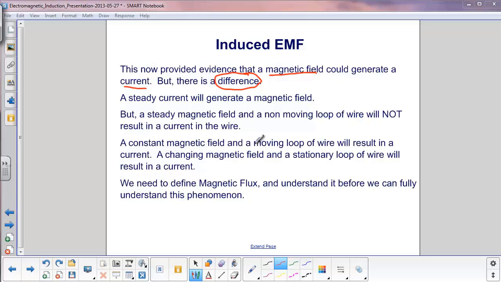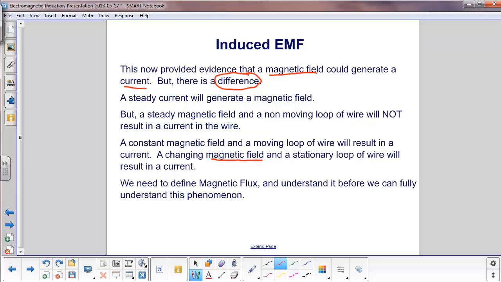A constant magnetic field, though, in a moving loop of wire will result in a current. That's Faraday's disk generator. We had a constant magnetic field, but we were spinning that disk inside the magnetic field. Also, a changing magnetic field and a stationary loop of wire will result in a current. That was Faraday's first experiment with the iron core, where you had the changing magnetic field because you turned a circuit on or off. So when the current was flowing, you had a magnetic field. When you turned the current off, the magnetic field collapsed, it changed, and there was a current showing up on the other side of the wire.